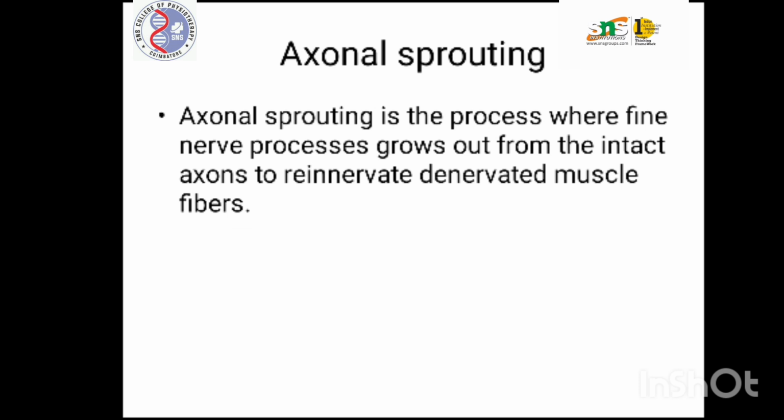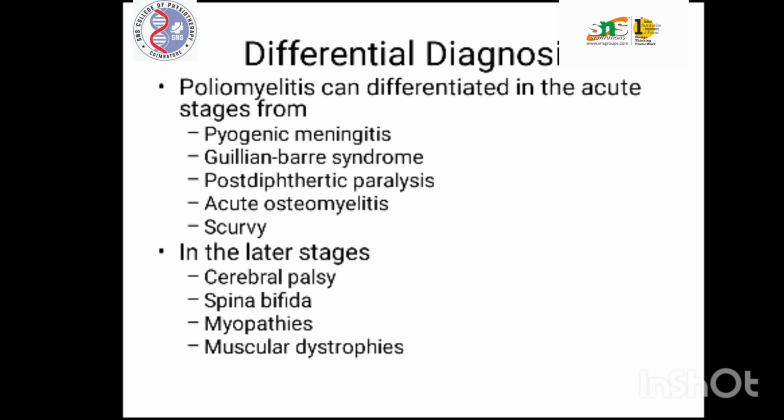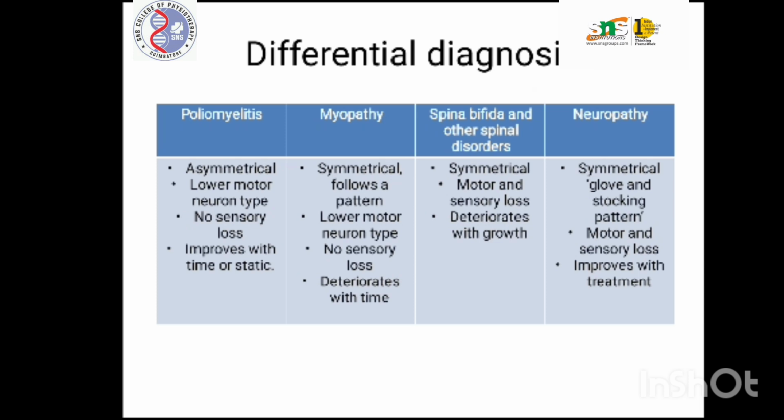the denervated muscle fiber. Differential diagnosis of poliomyelitis: pyogenic meningitis, Guillain-Barré syndrome, post-diphtheric paralysis, acute osteomyelitis, scurvy. In the later stages: cerebral palsy, spina bifida, myopathy, and muscular dystrophy. Differential diagnosis also includes myopathy, spina bifida, spinal disorders, and neuropathy.